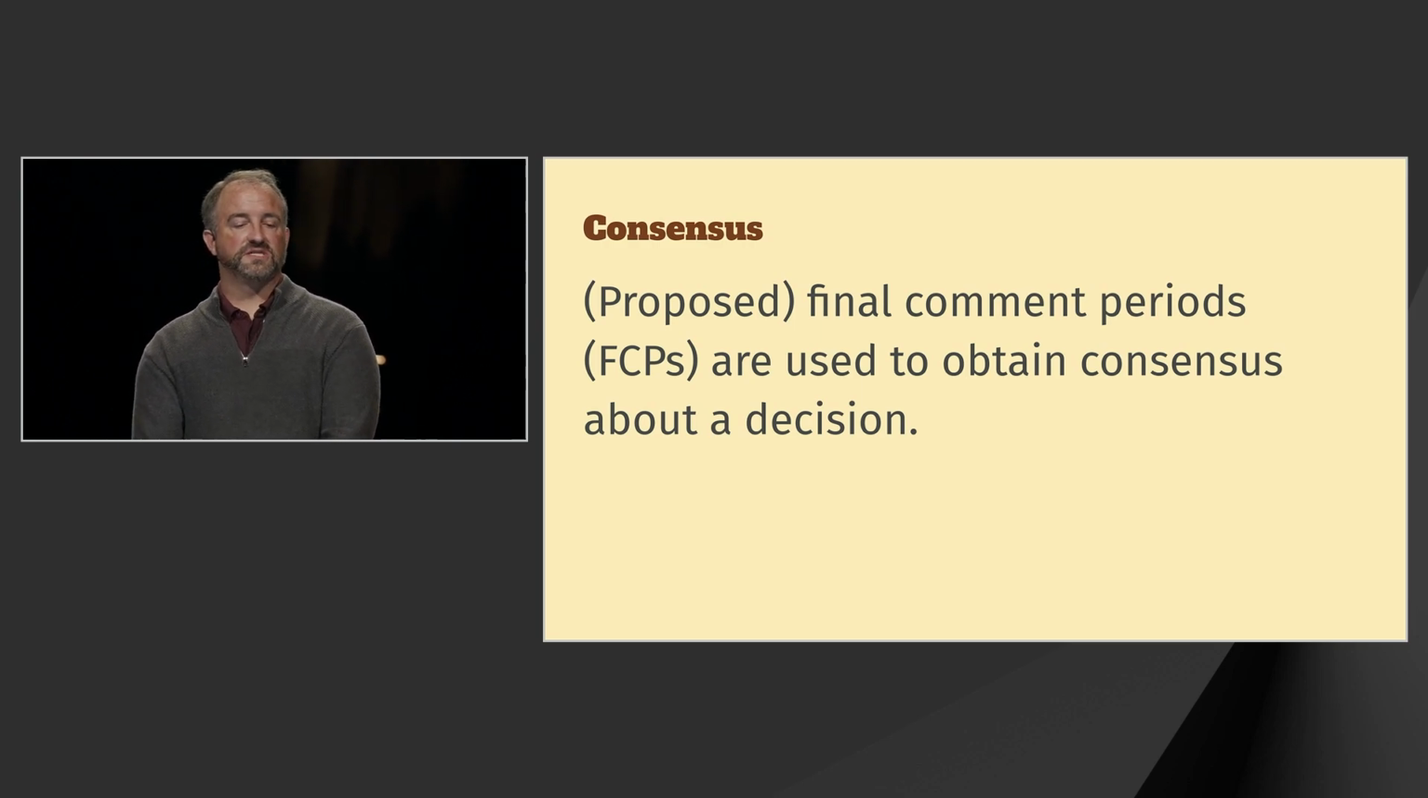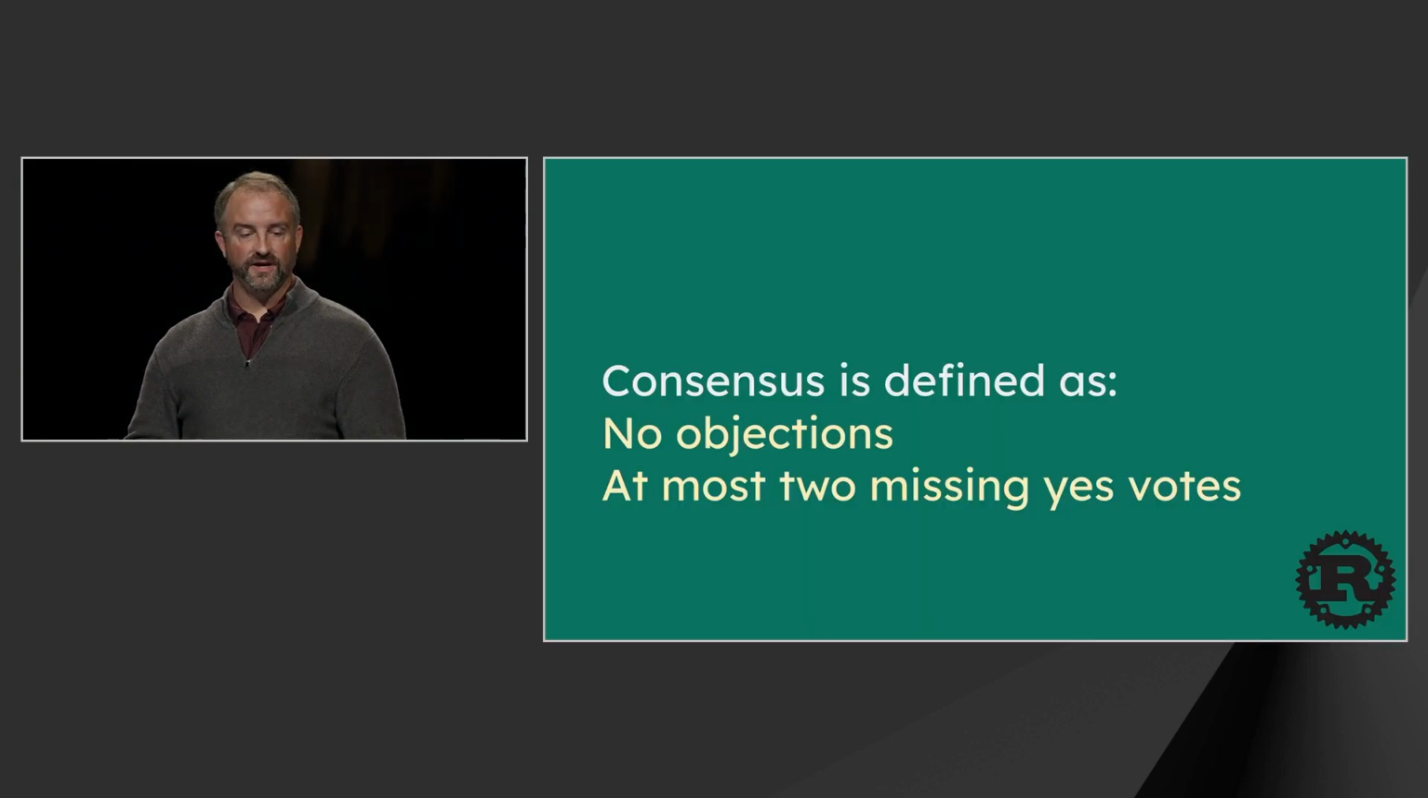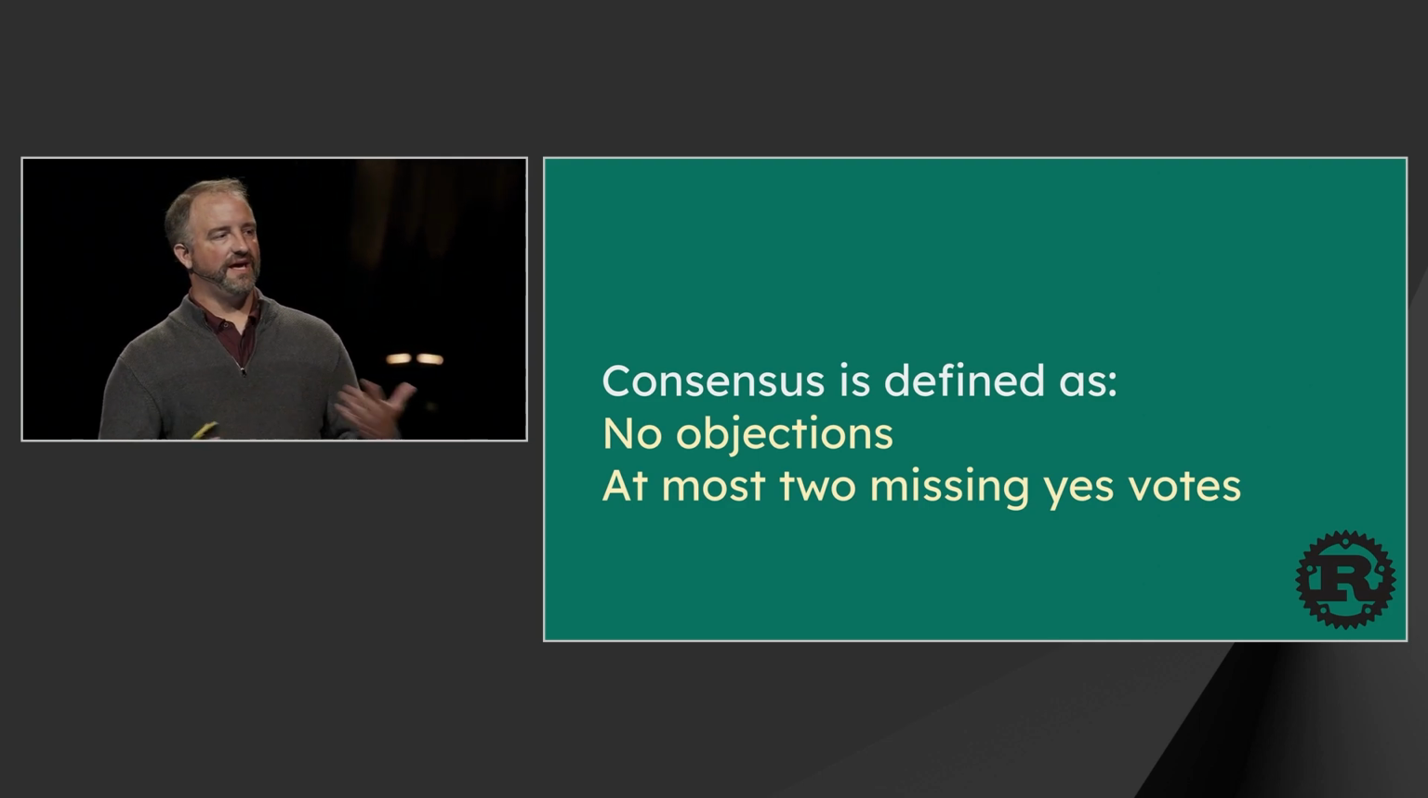We do this through this process called a final comment period, or FCP, and that's to obtain consensus about a decision. So we have a bot that you propose an FCP on an issue. It puts checkboxes for all of the people on the relevant team for it. And then once no one has raised a blocking objection for it, and we have all but at most 2 missing yes votes for it, then we can say, hey, this has been accepted.